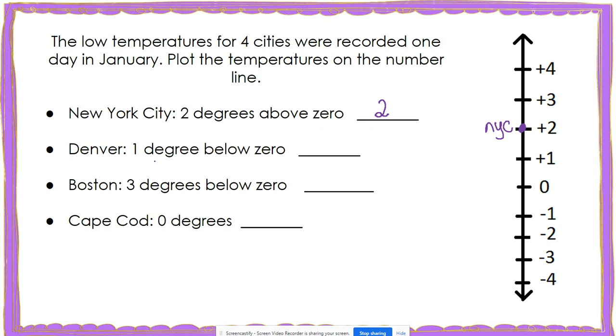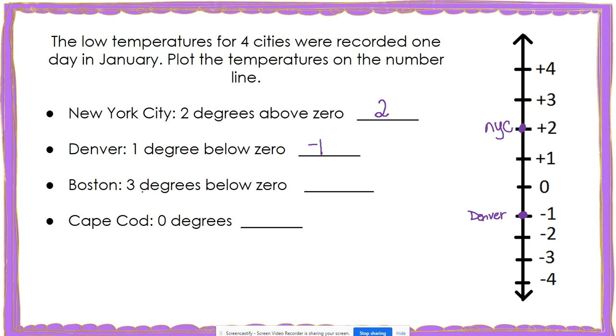Denver has a temperature of 1 degree below 0. Because this temperature is below 0, I'm going to use -1 to represent it. To get to -1, I would start at 0, and because it's negative, I'm going to move down 1 unit from 0. This number, -1, is going to represent Denver's low temperature.